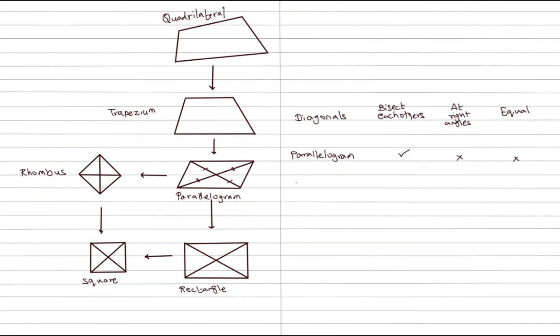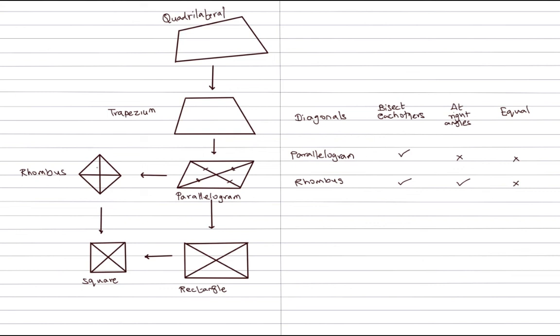Now let us see rhombus. Rhombus is a special type of parallelogram. Hence the diagonals obviously bisect each other. And we can see from the diagram that the diagonals bisect each other at right angles. But will the diagonals be equal? No, they will not be equal. The sides of the rhombus will be equal, but the diagonals may not be equal.